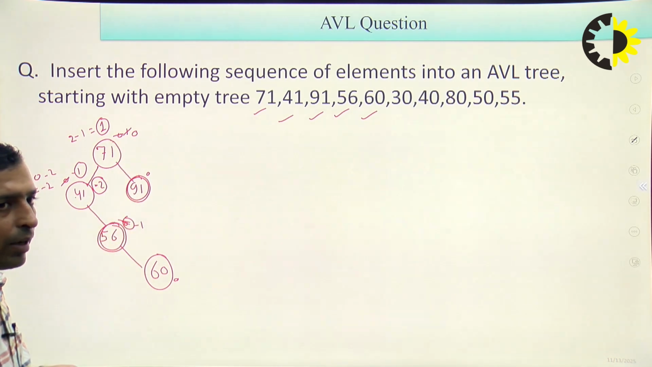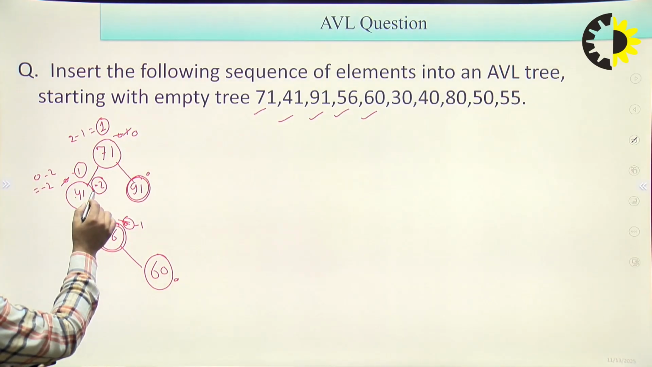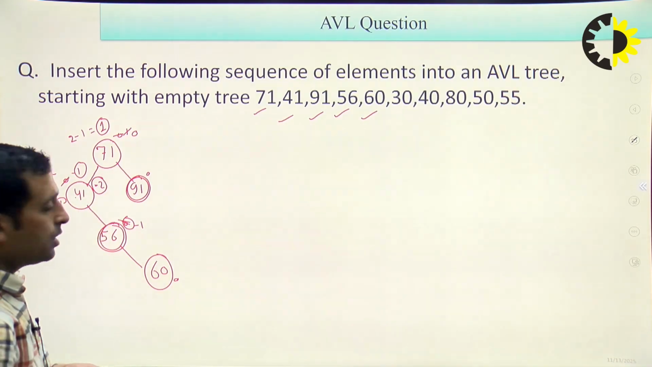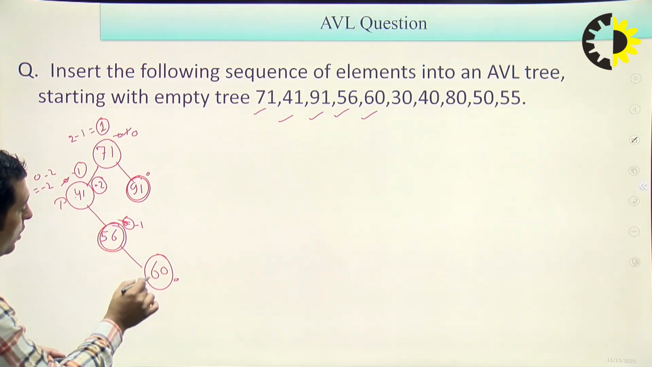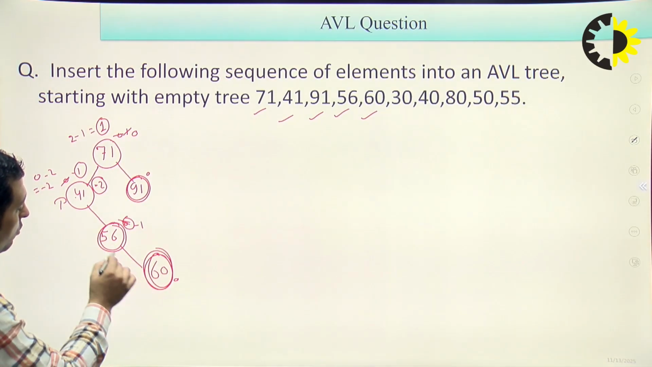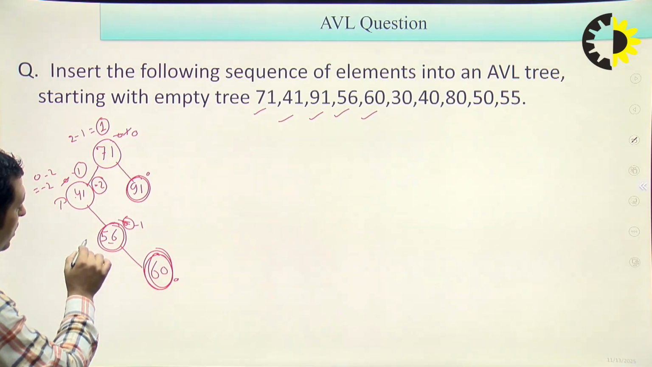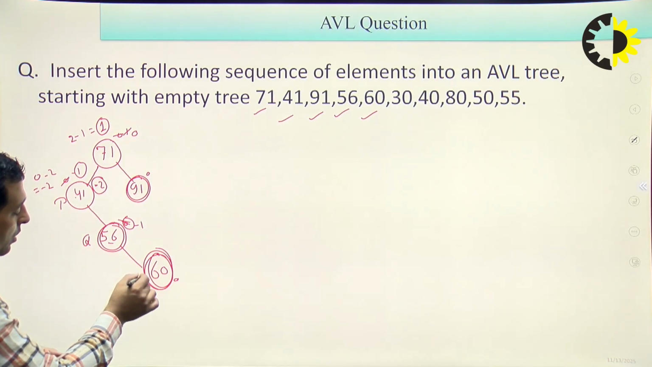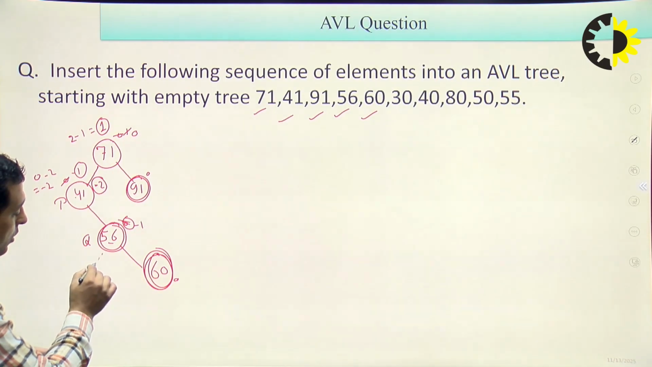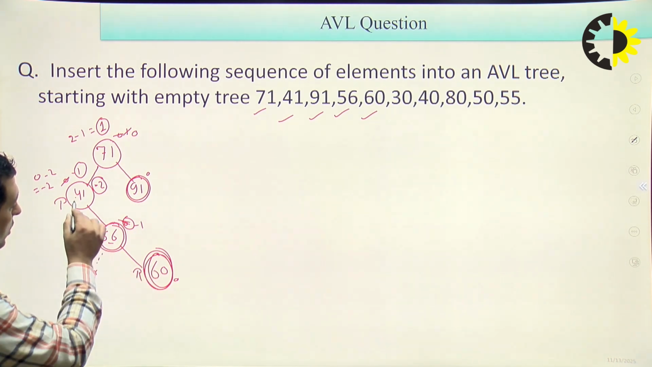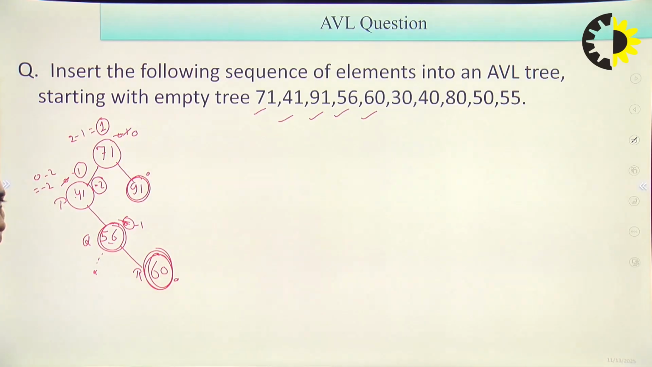Stop here and find the PQR. This becomes the pivot P, the first node where our tree is unbalanced. Next is the root of the subtree where the new node was inserted. The subtree is this one, and its root is 56, so this becomes Q. Then in the subtree where the new node was inserted there is only one node, this becomes R. So this is PQR, and this is the situation of RR.